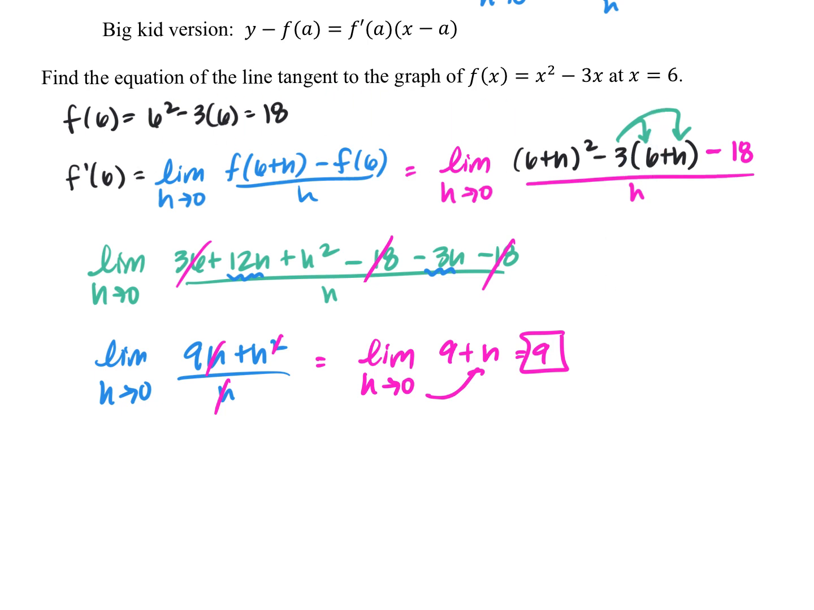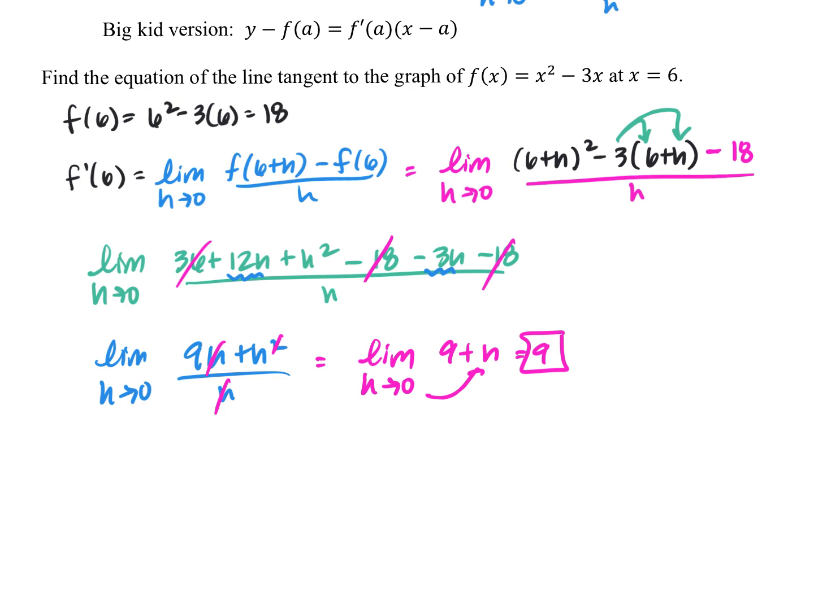The slope at 6. We found the slope of this cute little parabola when x is 6. You're saying when x is 6, the slope of this tangent line that I can't really reach is 9? Yes. Okay, here's the coolest part. Let's write the equation of that tangent line. This is the coolest part.